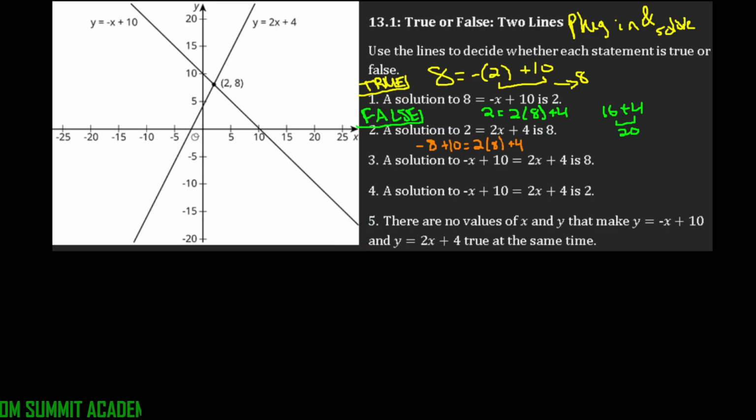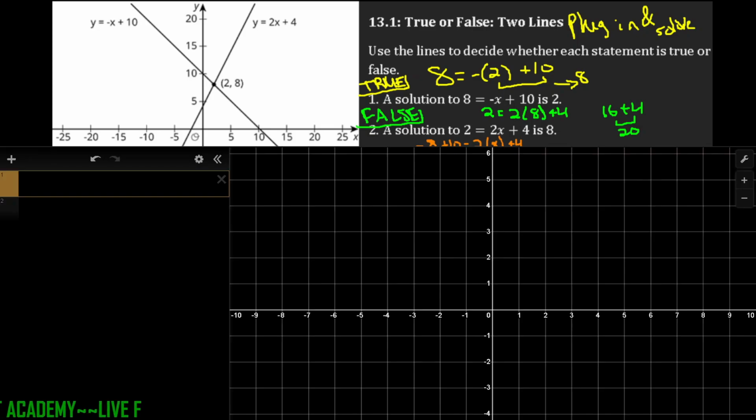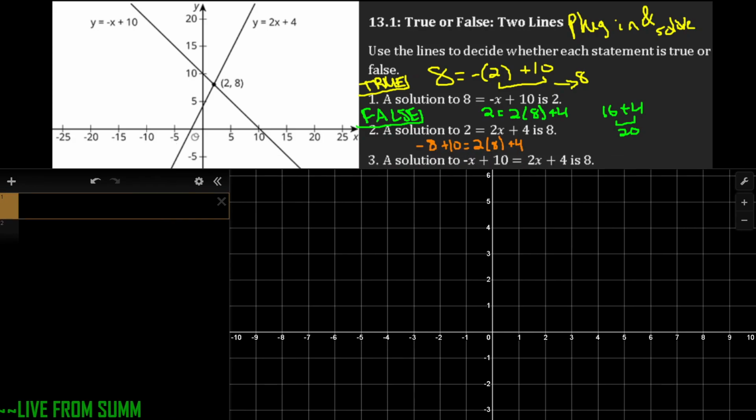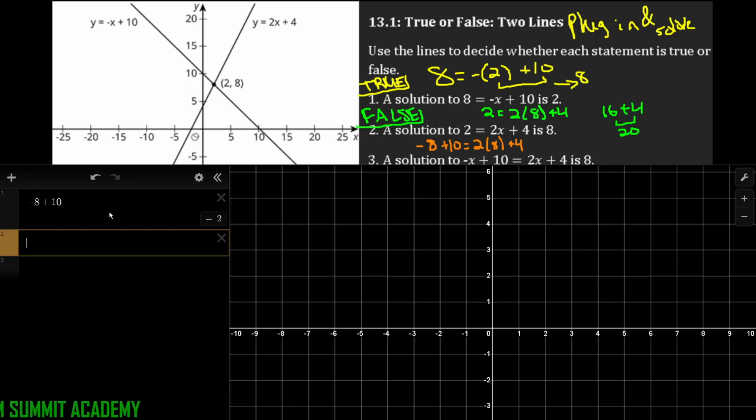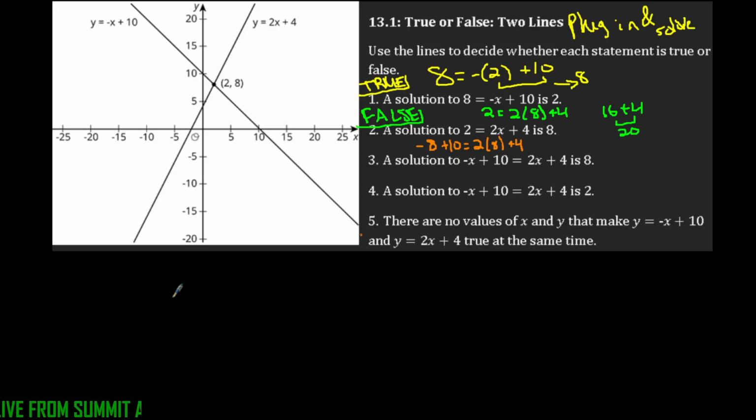So let me pull up Desmos, and let me type in exactly what I had. So we had negative 8 plus 10 gives us 2. So on the left side is 2. On the right side, however, it's 2 times 8 plus 4. And if you notice, both of these numbers are not the same. So we're going to say these are not equal. So since these two numbers are not equal, we know this is going to be false. I'm going to say false for number 3.